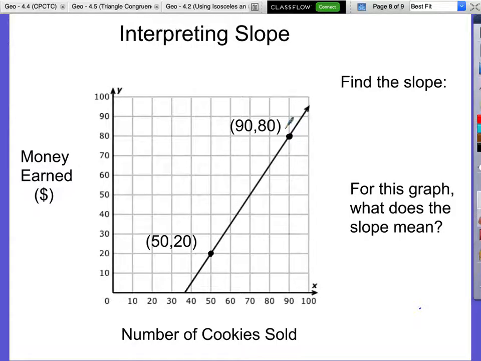We need to figure out what the slope is. So I want you guys to find the slope of this. And then I want you guys to see if you can answer the second question: what the slope means for this graph. You guys don't have to write this graph down. I would suggest writing the points down as you find the slope. So go ahead and do that individually on your paper right now. You could do this one by rise over run or by the formula. Either one.